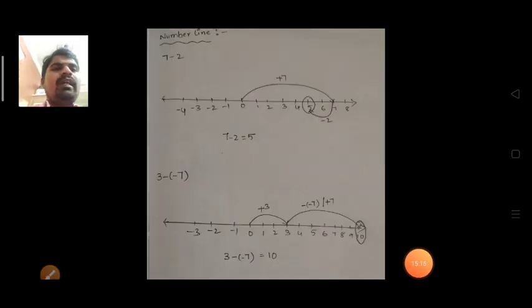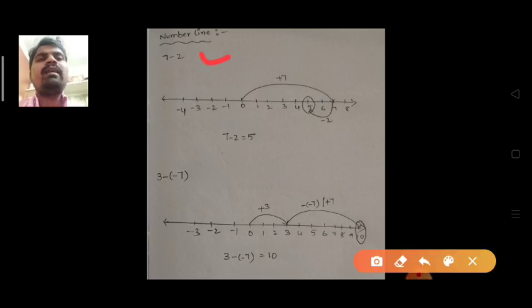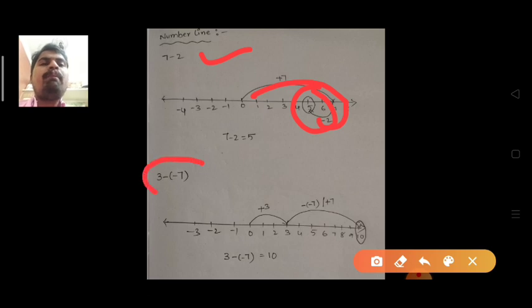So here you observe the number line, it is a subtraction of integers. The first problem here is 7 minus 2. One is positive, one is negative, you know very well. Start from 0, positive number, so you have to move right side, so 7. After that minus 2 is there, so you have to move left side 2 steps. So what is the answer here? Plus 5.